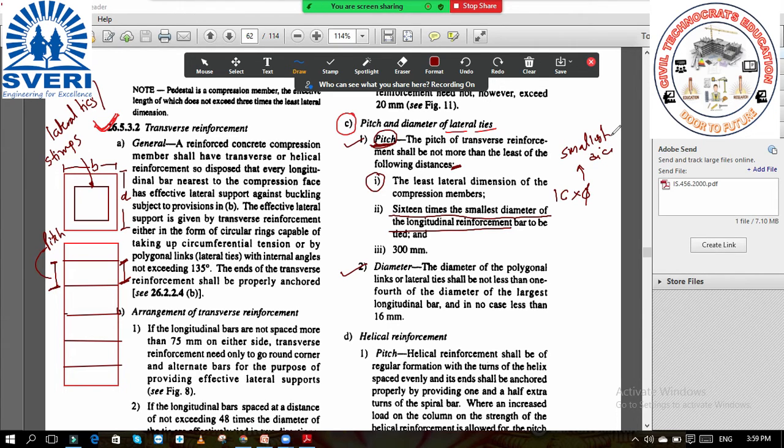Suppose now you have provided the longitudinal reinforcement with various diameters. Suppose you have provided 2 bars of 12 mm and 2 bars of 16 mm. Then which is the smallest? 12 mm is the smallest. So 16 into 12, that will be the spacing in the longitudinal reinforcement. So okay, 16 times the smallest diameter, that will be the spacing. Then 300 mm. In no case should it exceed 300 mm.